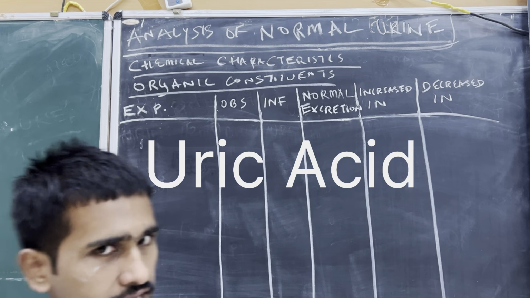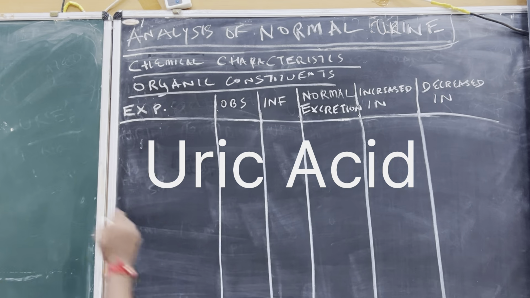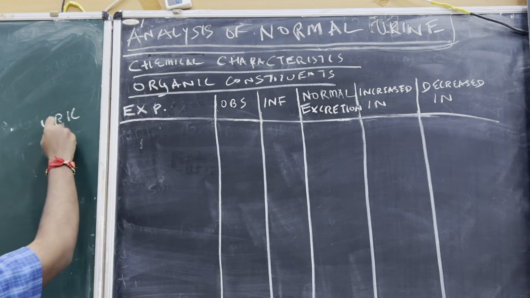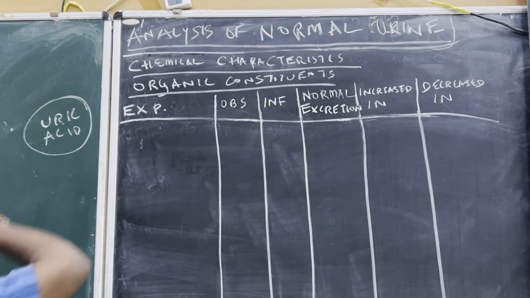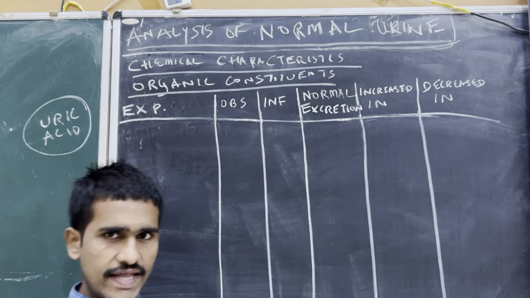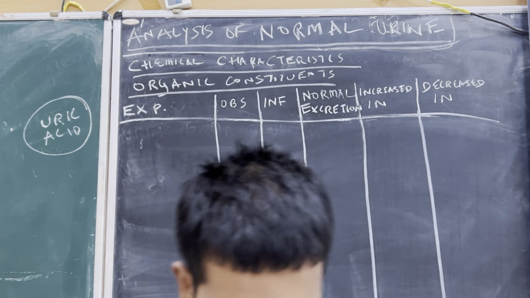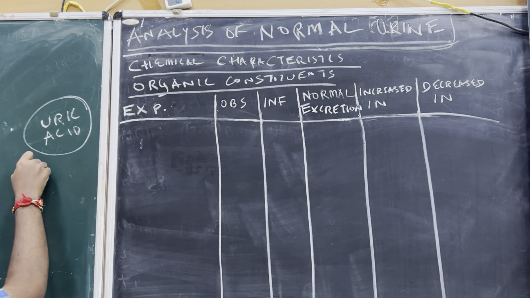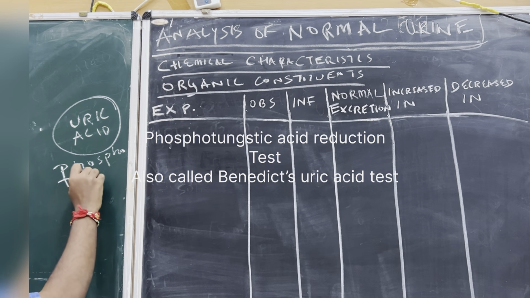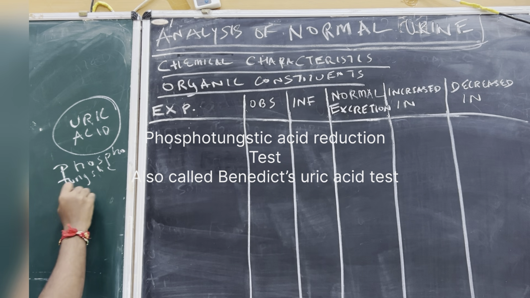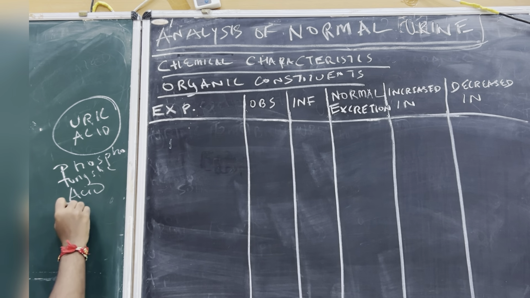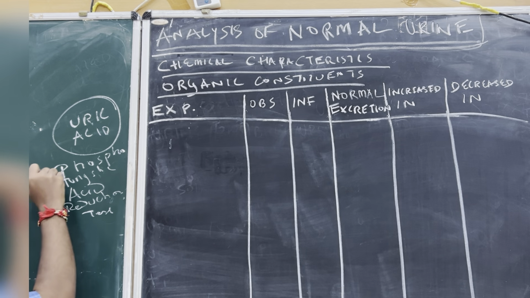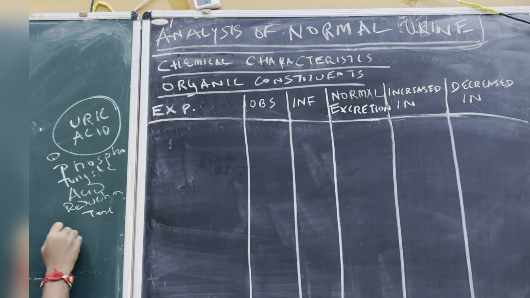Our next organic constituent of urine which we will discuss is uric acid. Under uric acid there are two tests: the phosphotungstic acid reduction test and Skiff's test.